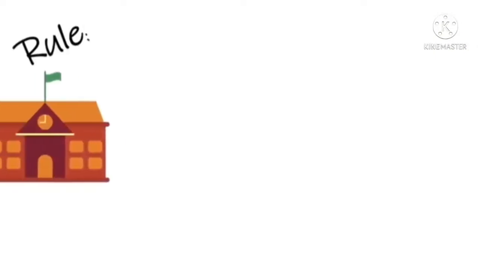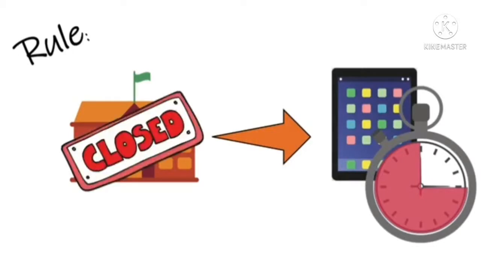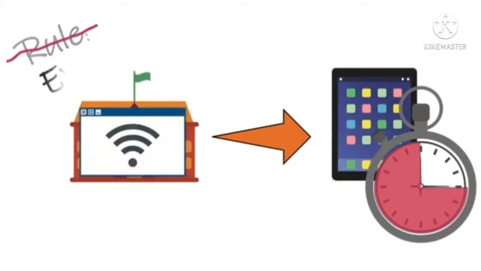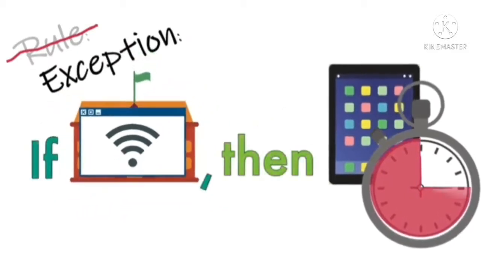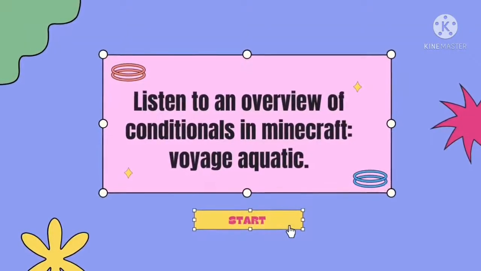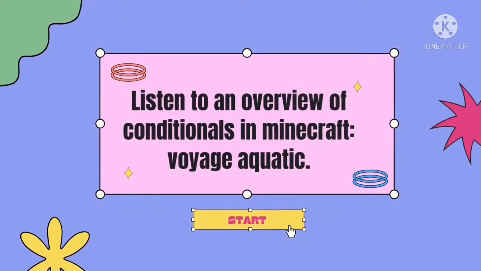Conditions like this are all around you. Let's say a rule in your house is that on a school day, you can only use electronics for a certain amount of time. But what if your school building is closed and you have to do class online? Then an exception to this rule must be made. If school is online, then you can spend more time on electronics. Conditionals in Minecraft Voyage Aquatic is a plugged activity on the Code Studio. So now listen to an overview of the lesson before heading out to the Code Studio to complete your puzzles.